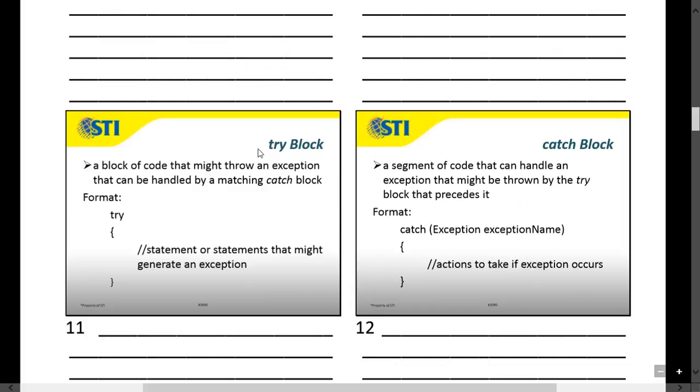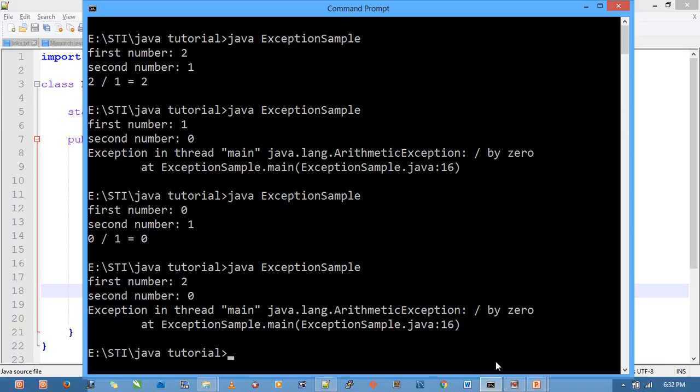We have here what we call a try block, which means this block might throw an exception, which can be handled by its partner, the catch block. The try block says, okay, let me try, will this have an error? If yes, I'll give it to the catch block. But if it doesn't have an error, it will just push through. So let's try it now.